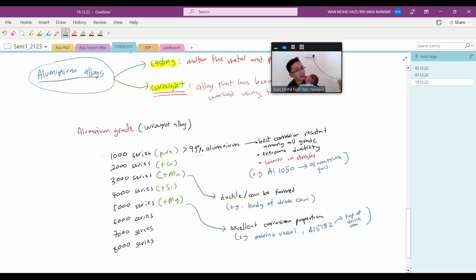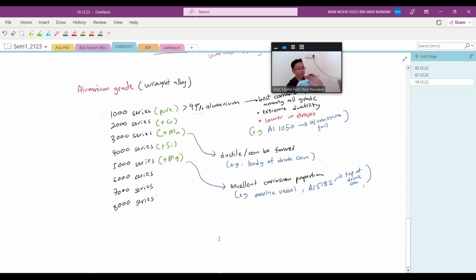So you can see different alloys have different properties, depending on what impurities you put in. Okay, so for the 6000 series, you add basically silicon and magnesium. And for the 7000 series, you add zinc. The 7000 series has very high strength, and a normal example usage is aerospace.